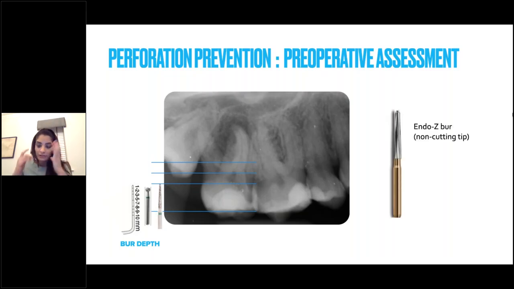Also, I find this burr really helpful. This is the Endo Z burr. It's a non-end cutting burr, which means that as soon as we've dropped into the pulp chamber, we can use this burr, place it within it, and then move it just laterally to enlarge our access. And we can do it safely, knowing that the end is non-cutting and it's not going to damage the floor of the pulp chamber.